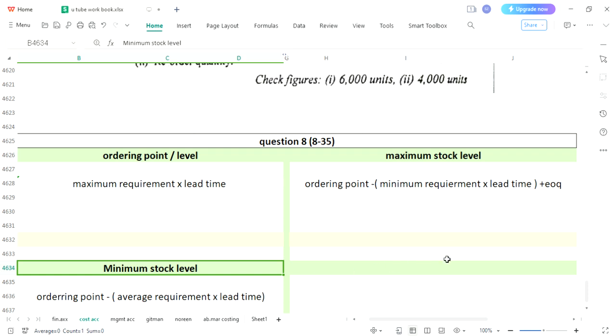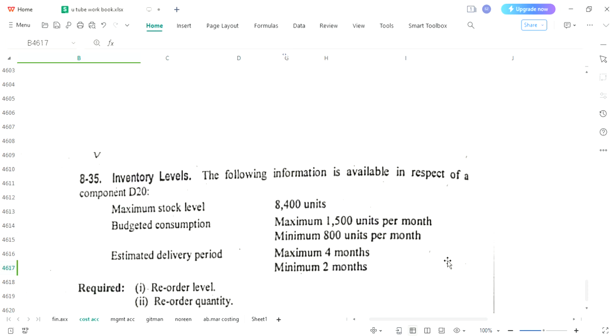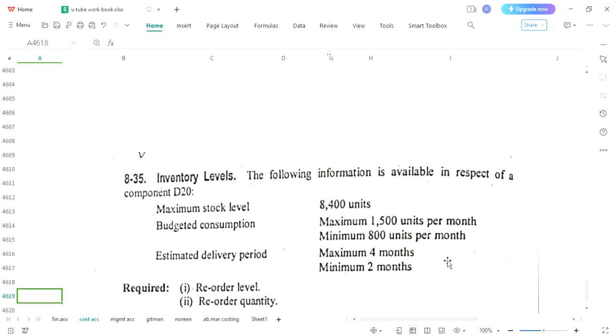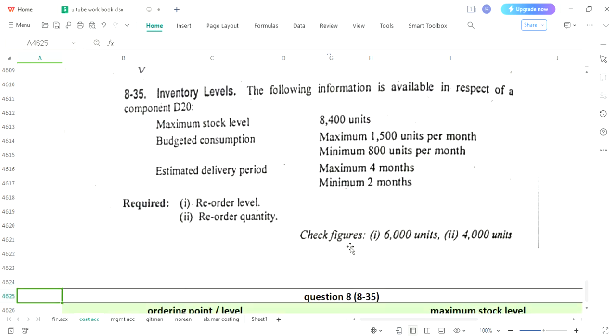So we are not writing a fourth formula as the volume of our question is suggesting something different. There are only two requirements present over here.